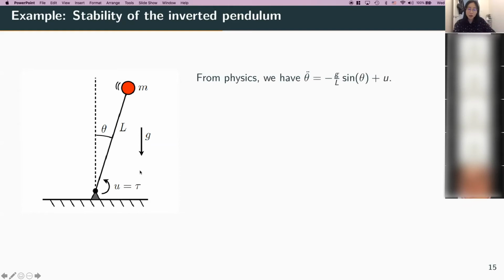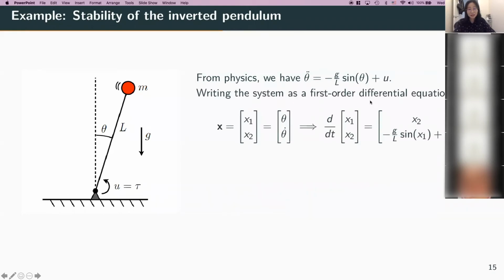From physics, I don't know how this equation is derived, but apparently we have this second order ODE that describes the dynamics of the system. So theta double dot here is just the second time derivative of our angle theta, and it's a sinusoidal function of theta itself plus the torque that we applied.